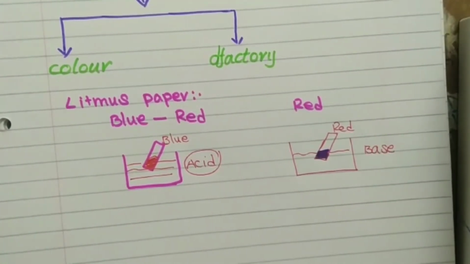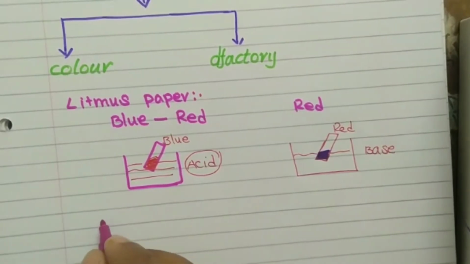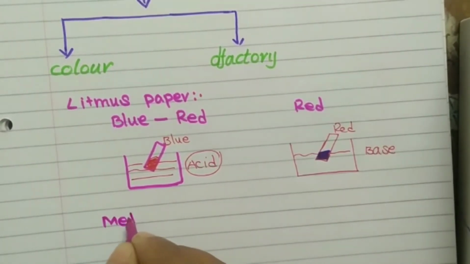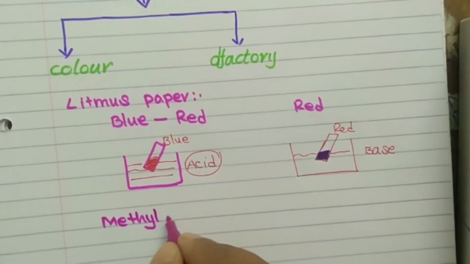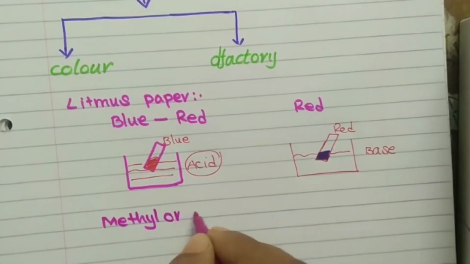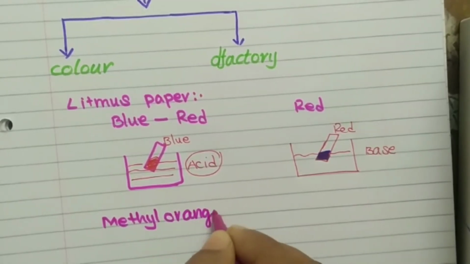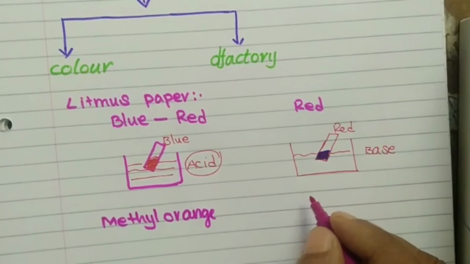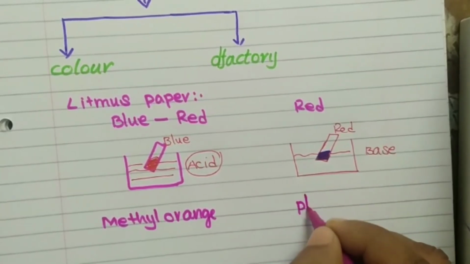This is also called synthetic indicators. For example, methyl orange, and another one is phenolphthalein.